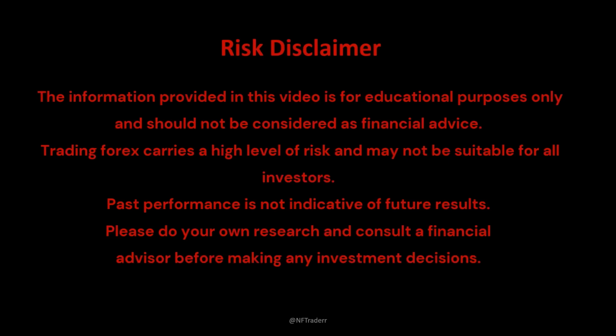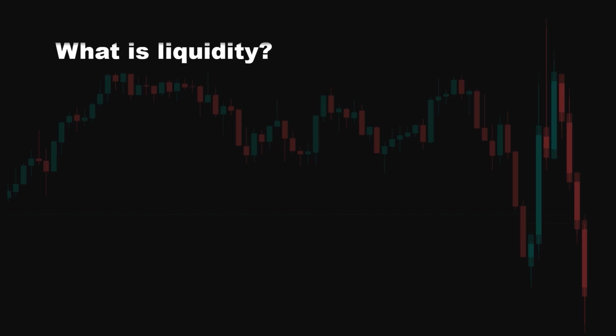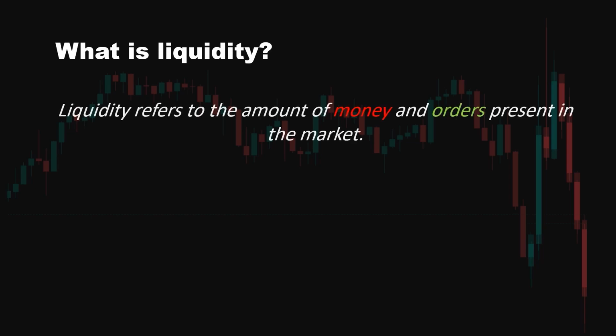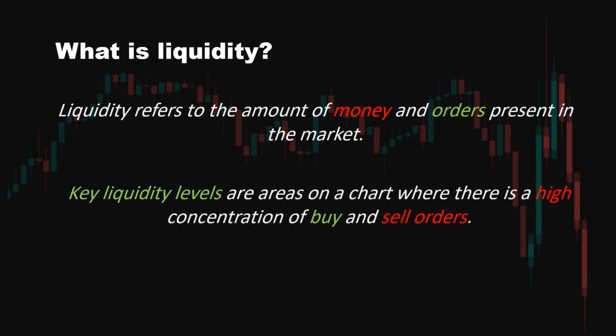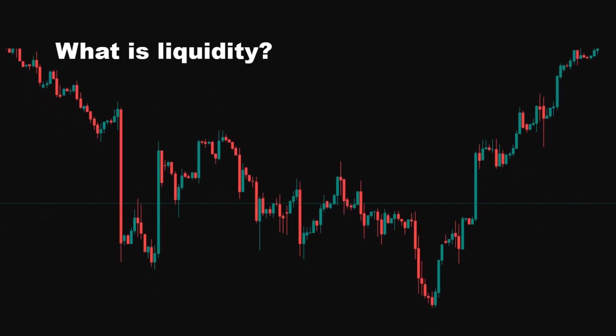So what exactly is liquidity? Liquidity refers to the amount of money and orders present in the market. Key liquidity levels are areas on a chart where there is a high concentration of buy and sell orders. These levels can significantly influence price movements, acting like magnets that attract price action. Essentially, liquidity is where retail traders engage with the market.